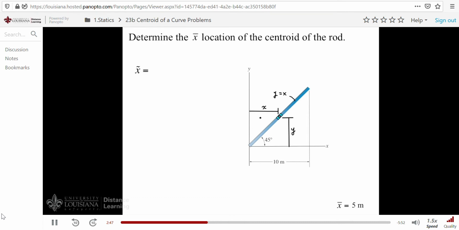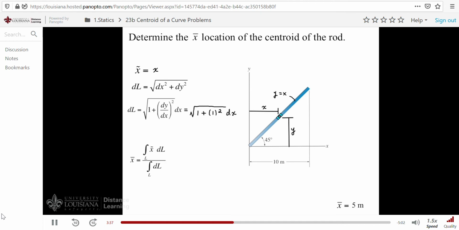Now let's define the things we need to carry through the integration. First, x tilde. That's the distance from here all the way to here, of course, and it's simply equal to x. Now we also need to find the length of the element, and that's found using this equation. And we're going to integrate along the x-axis to get our result rather than integrating along the rod. So we use this formulation. This becomes the square root of 1 plus dy/dx. And that's pretty straightforward, isn't it? dy/dx is equal to 1, and so this becomes 1 squared. And then we multiply this by dx. Now we're ready to use our equation.